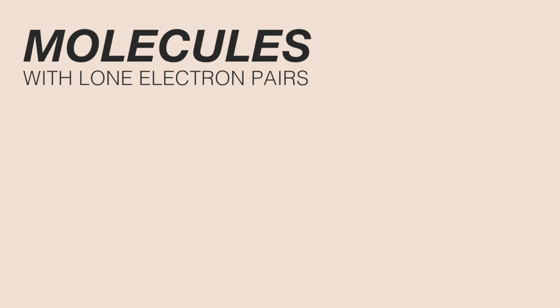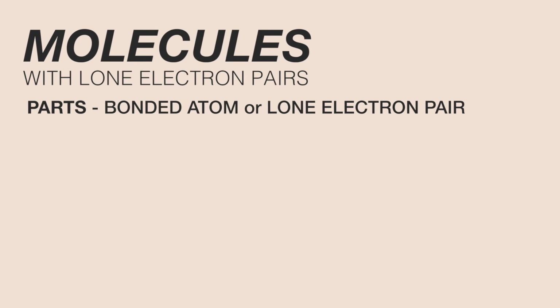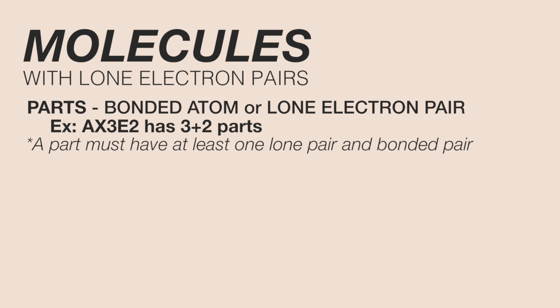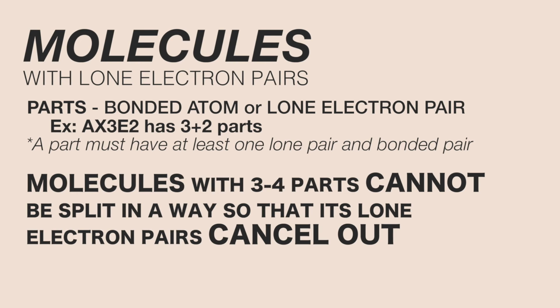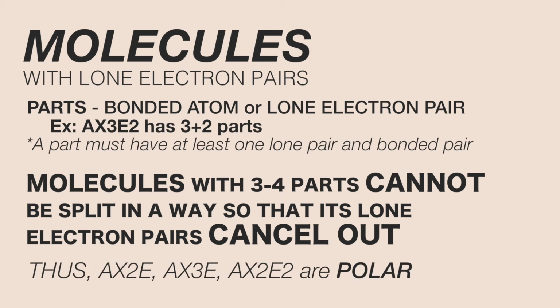For the molecules that have extra electron pairs, let's invent a term right now and call it parts. Parts can either be non-central atoms or unbonded electron pairs, so something like AX3E2 would have 5 parts. Anything with 4 or less parts to the molecule cannot be split into 2 components, horizontal and vertical, and if one or more of these parts includes an unbonded electron pair, then it's polar.